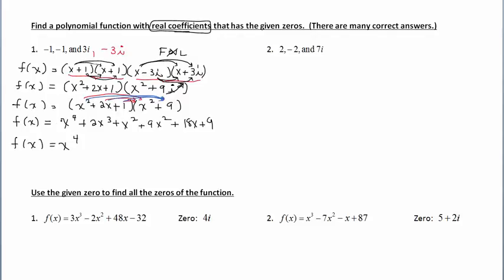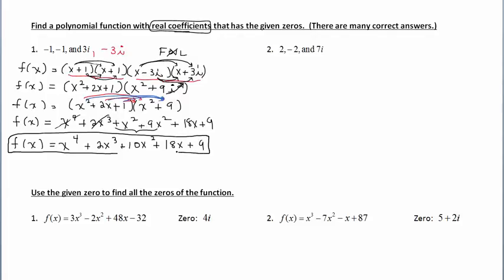Collecting like terms, just kind of lightly cross off once you record down here. Nothing collects with 2x cubed. The x squared terms collect to 10x squared. The remaining two terms have nothing to collect with, so bring them down. I had 4 zeros, so I should have a fourth degree function, and all the coefficients are real numbers.